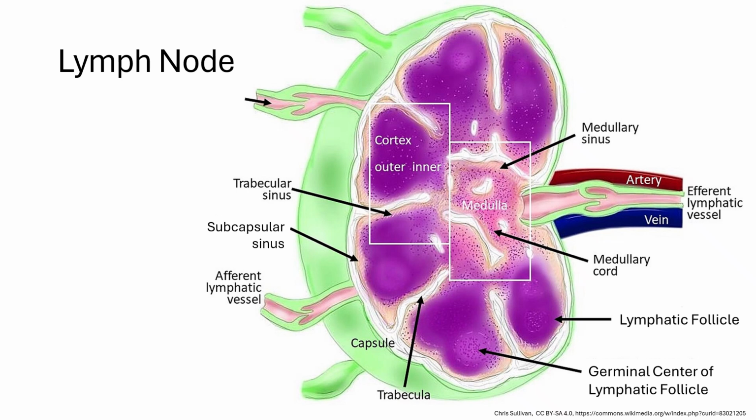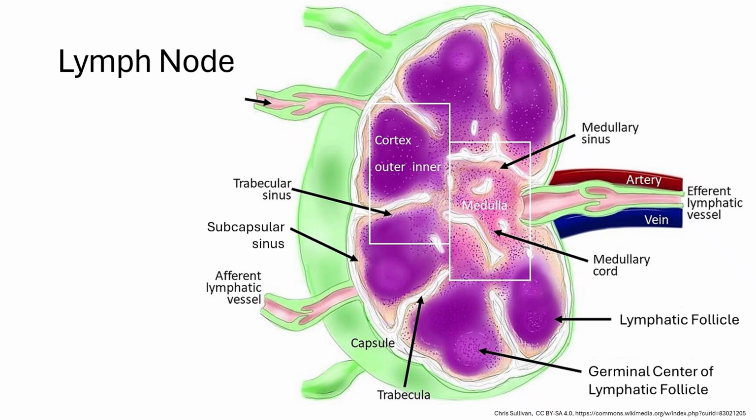Lymph nodes filter lymph and contain regions where lymphocytes become activated. The surface of a lymph node is a capsule of fibrous connective tissue surrounding the cortex. Projections of connective tissue that fold deep into the lymph node are called trabeculae.